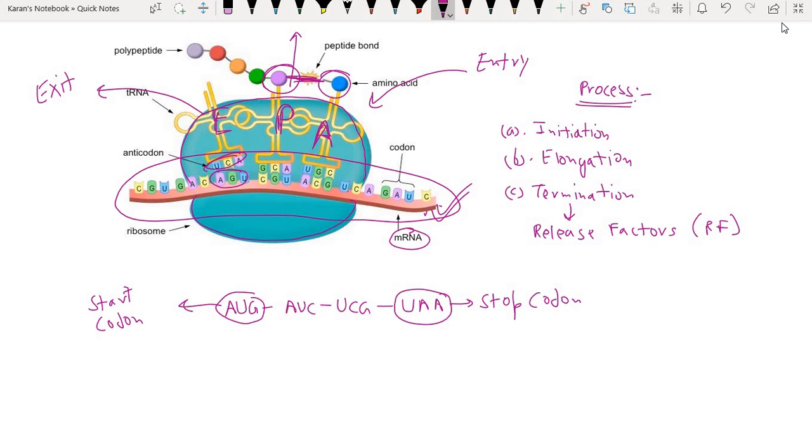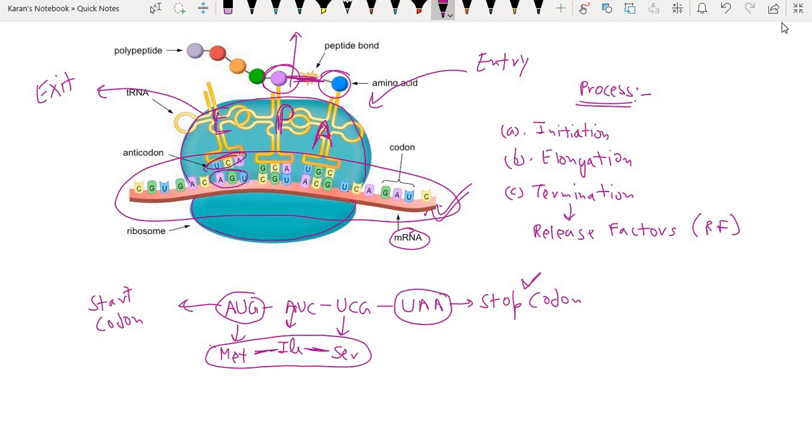So in between it has AUC. This AUG, I am telling you, codes for methionine as well. So let it code for methionine, which is the amino acid. This AUC codes for, suppose, isoleucine. Then UCG, suppose it codes for serine, SER. Let me write it as serine. This UAA is the stop codon. So these three amino acids will be joined by peptide bond and they will form this structure. So a chain of the peptide or protein is being formed here, right?